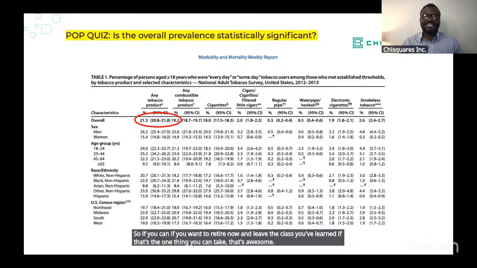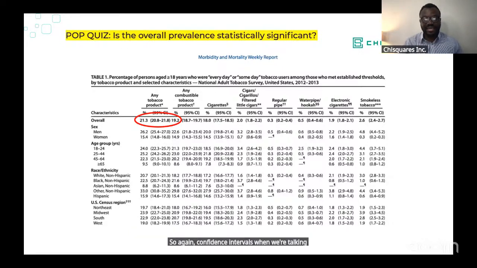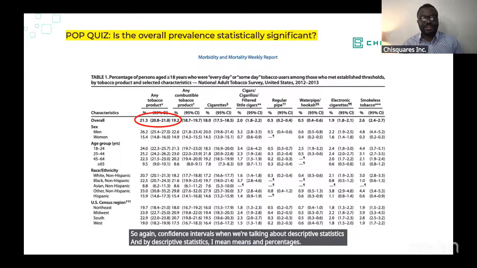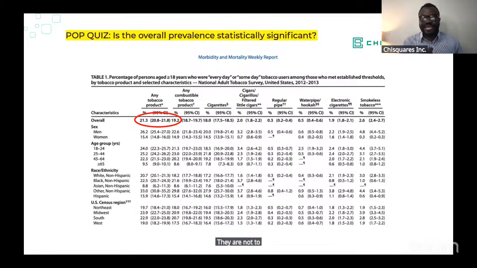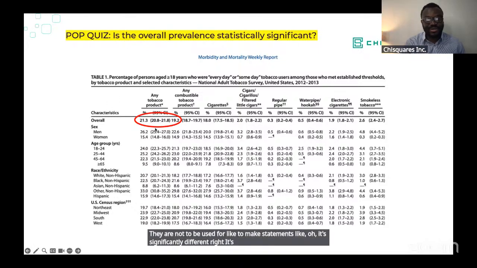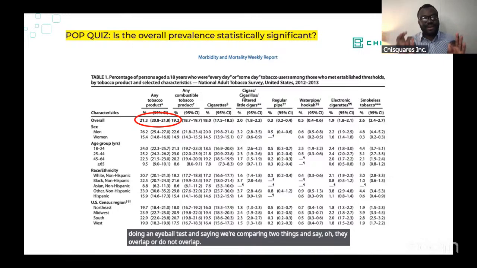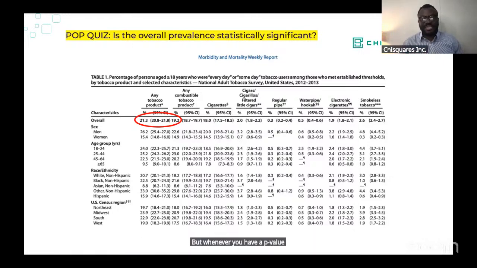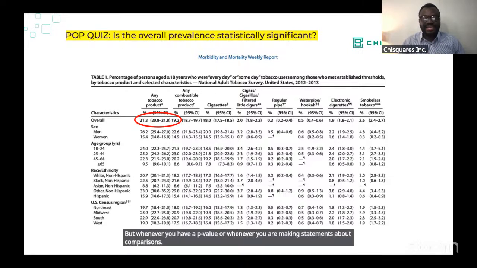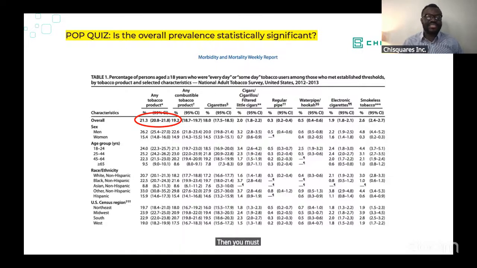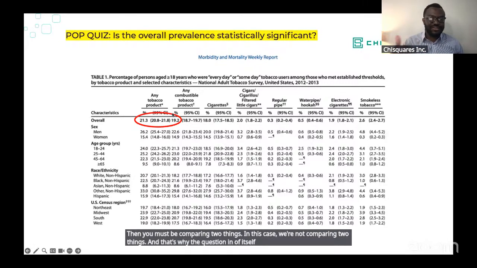So again, confidence intervals, when we're talking about descriptive statistics, and by descriptive statistics, I mean means and percentages, are not to be used to make statements like, oh, it's significantly different, right? It's a different thing when we're doing an eyeball test and comparing two things and saying, oh, they overlap or do not overlap. But whenever you have a p-value or whenever you're making statements about comparisons, then you must be comparing two things. In this case, we're not comparing two things, and that's why the question in and of itself is nonsensical.